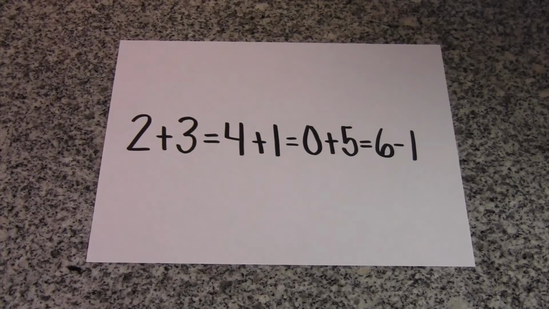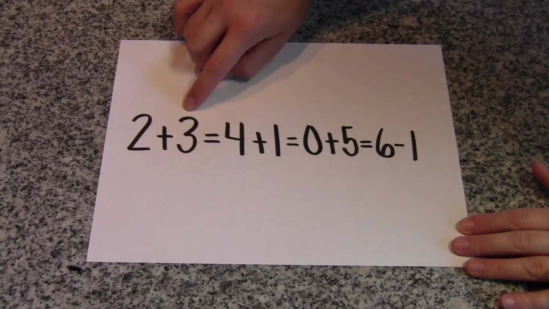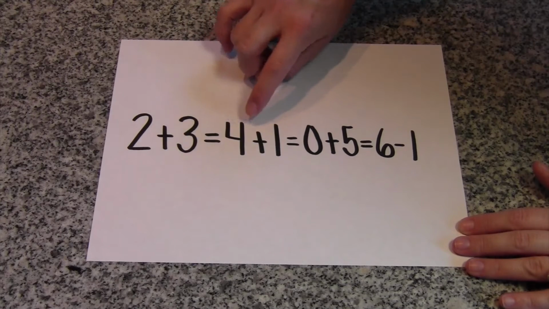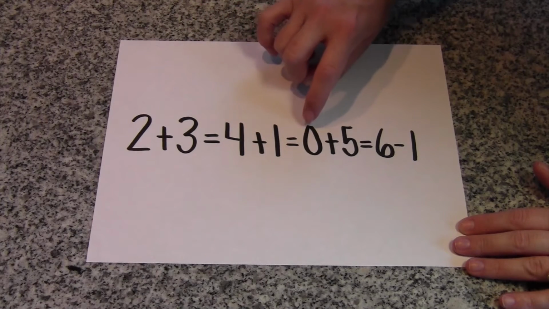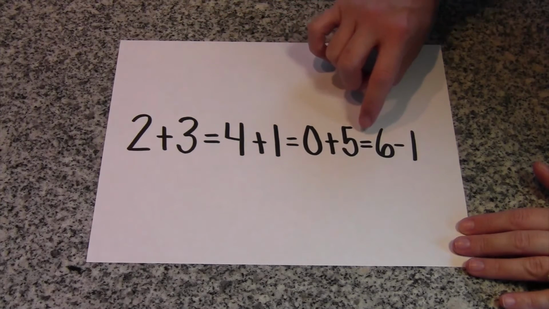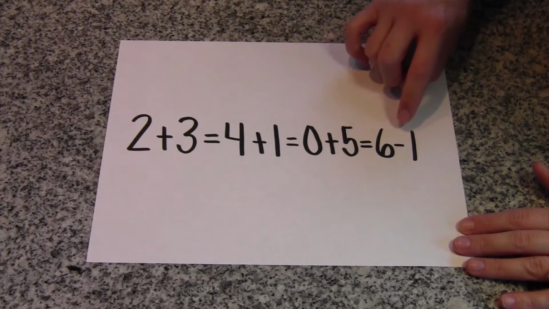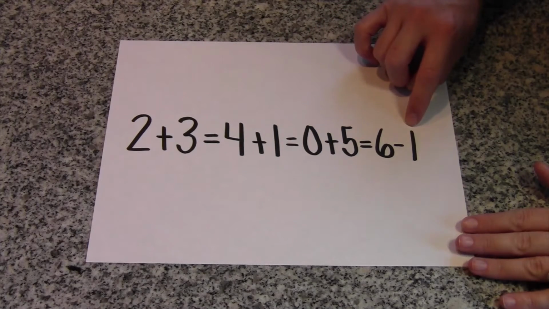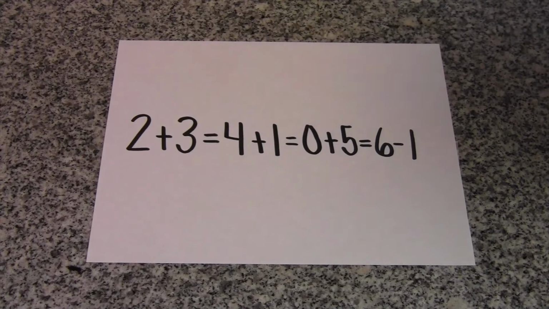In today's video, we are going to talk about equation chains. Equation chains are a series of expressions that equal the same number. An example of an equation chain is 2 plus 3 equals 4 plus 1 equals 0 plus 5 equals 6 minus 1. All of these equations total or equal 5.